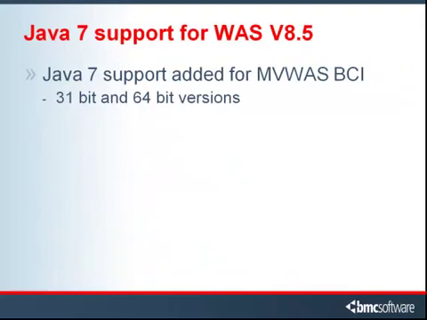Version 3.2 has added support for running the BCI, which stands for bytecode instrumentation, with Java 7. This was a requirement because WAS 8.5 allows for running 31-bit or 64-bit versions of either Java 6 or Java 7.